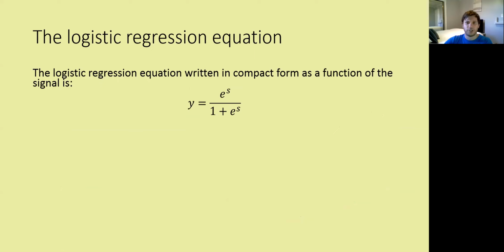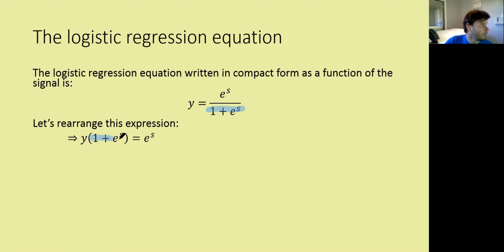So the logistic regression equation we wrote like the following. And we're going to rearrange this expression. Let's multiply through by the denominator, so we move that 1 plus e over to the left-hand side. Now it shows up here. Then we take our y term and distribute it to both terms, so we get y plus y e to the S on the left. My goal here, by the way, is to solve for S, to get the signal alone, so we can see how to interpret the betas.